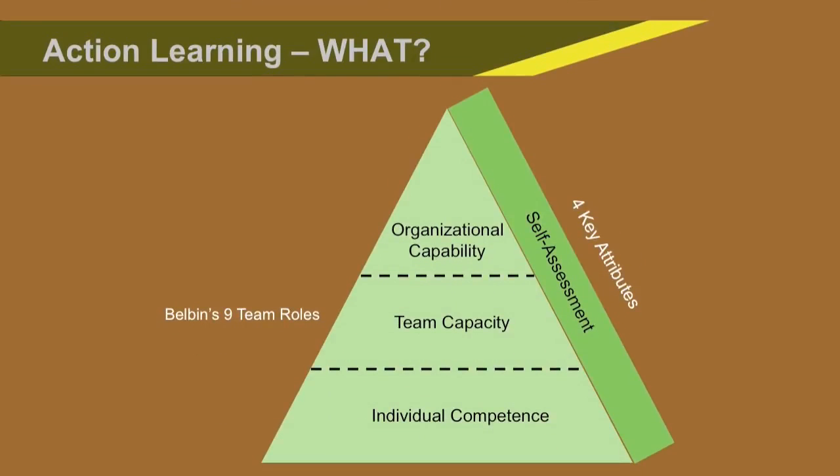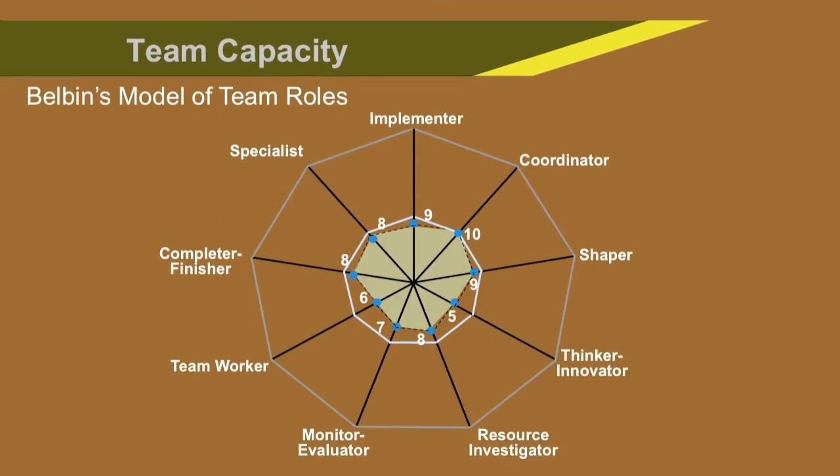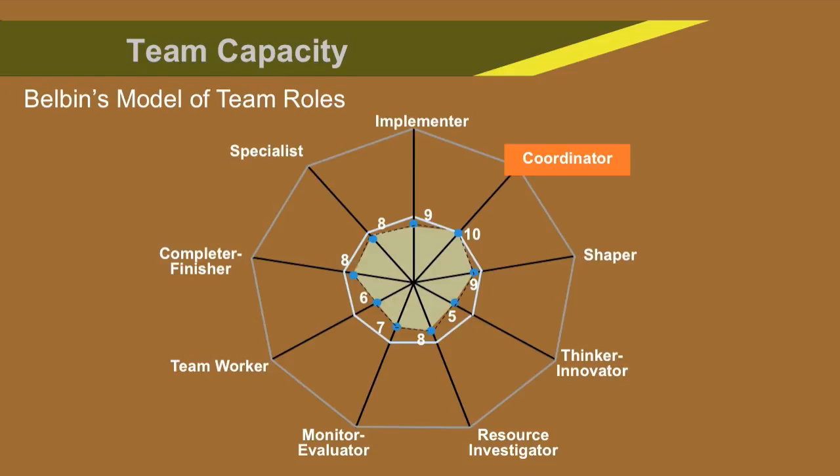And now moving on to the next level, which is team capacity. In this section, I'm going to analyze my team capacity by using Belbin's 9 team roles. Out of the 9 team roles, my highest score is coordinator. It means that I am mature, confident, a good chairperson, clarify goals, promote decision making, and delegate well.